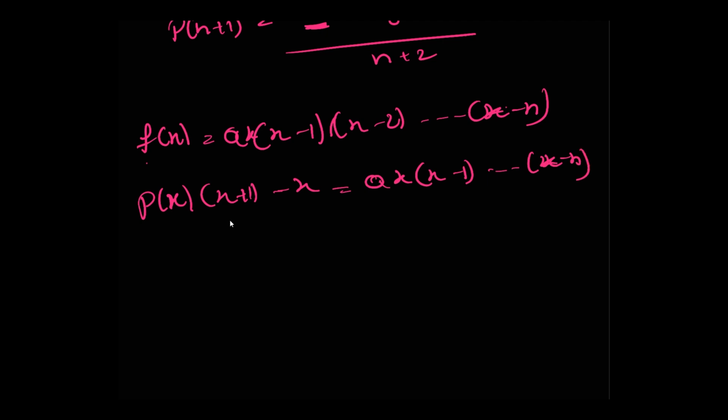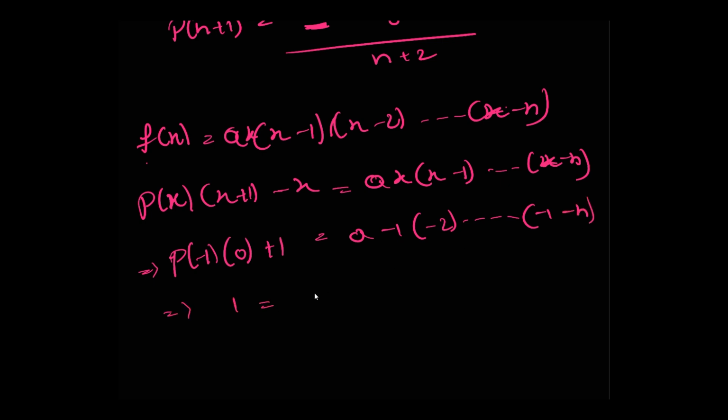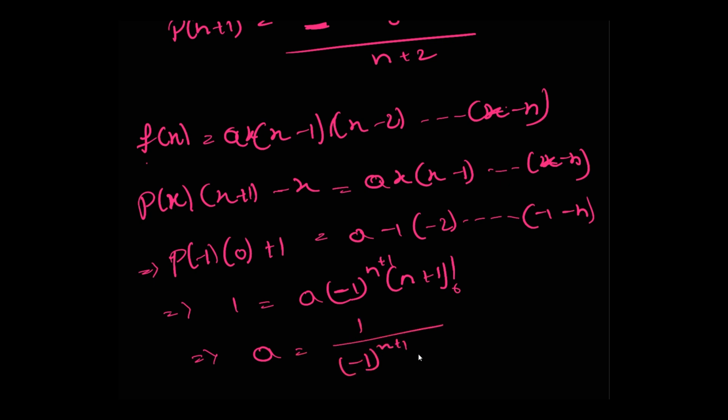Now take x equals minus 1. That means x equals minus 1, p of minus 1 into 0 plus 1 equals a times minus 1 into minus 2 and so on, up to minus 1 minus n. That implies 1 equals a times minus 1 whole power n into n plus 1 whole factorial. That means we got a as 1 by minus 1 whole power n plus 1 into n plus 1 whole factorial.